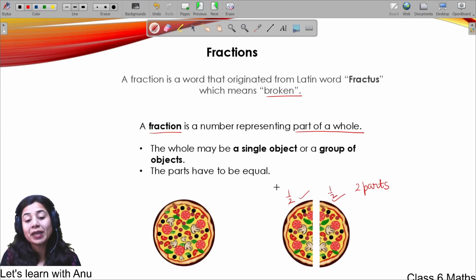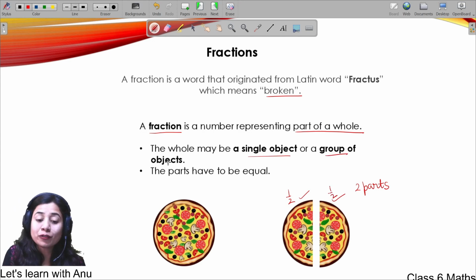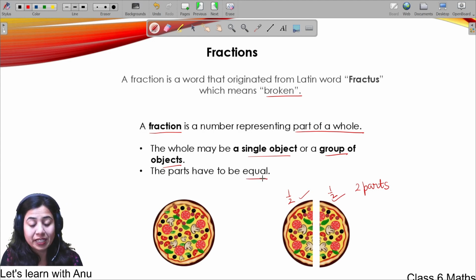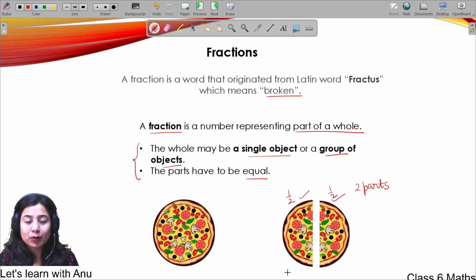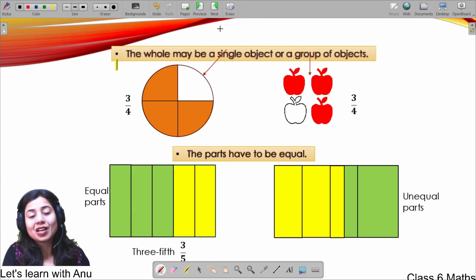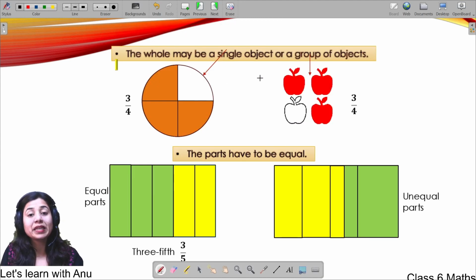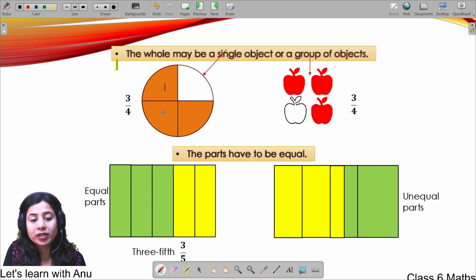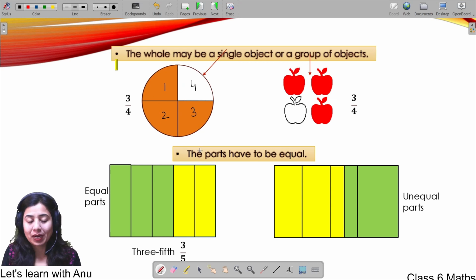Also, the whole may be a single object or a group of objects. The parts have to be equal. These two points I will elaborate in the next slide. So the first point is the whole may be a single object or a group of objects. As we can see in the first picture, we have a single object, a circle, in which we have how many parts, class? 1, 2, 3 and 4 parts, out of which 3 are shaded. So the fraction of the shaded part is 3 by 4.